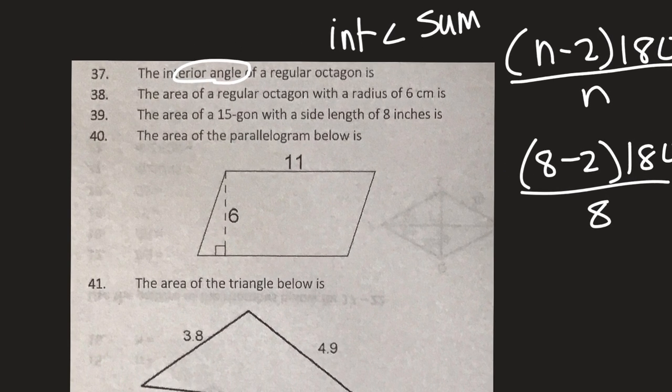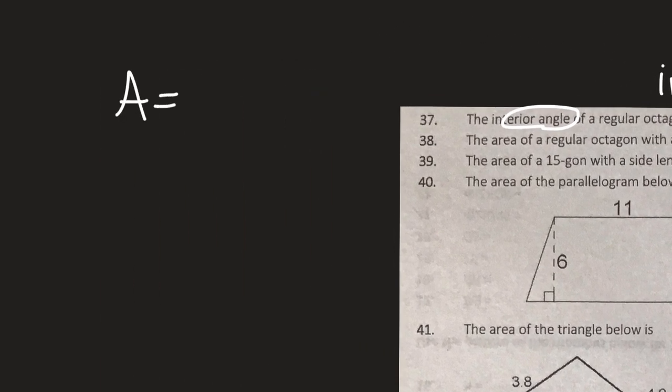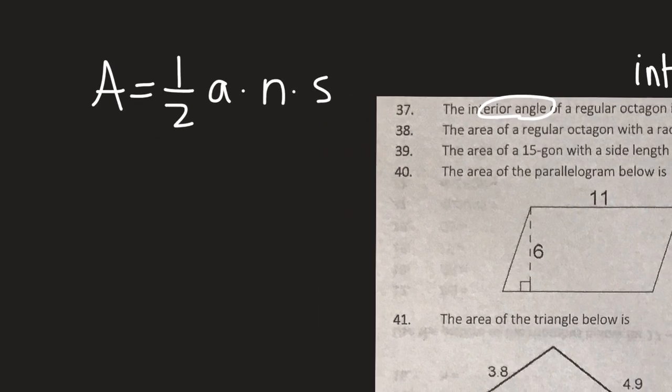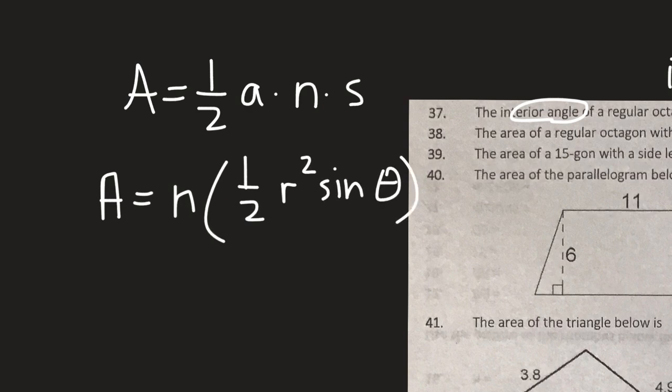Okay, the area of a regular octagon with a radius of 6. Normally this is a regular polygon, so 1/2 of apothem times perimeter. Perimeter is the number of sides times the side length, so 1/2 of a n s. And we know it has a radius of 6. Well, that's even harder. There's another formula that I showed you guys. Let me see if I can remember it. I don't have it in front of me right now. N times 1/2 of r squared times the sine of your central angle.